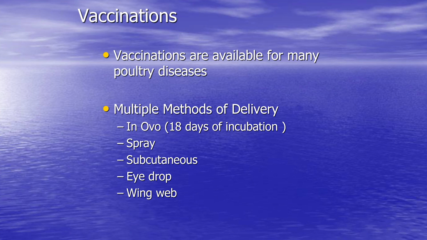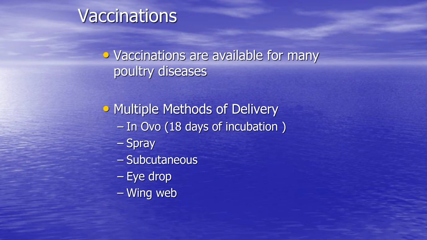Now, a word on vaccinations. There are numerous vaccines out there available for many of the poultry diseases. They're very cost effective. Multiple methods of delivery. In ovo, these are given into the embryo at 18 days of incubation when those eggs are moved from the incubator to the hatcher. Basically, we say from the setter to the hatcher. There are spray vaccinations. A lot of times commercial poultry companies will spray the birds, what's called a spray vac, right after they're removed from the incubator. They're maybe sprayed when they're put in the boxes.